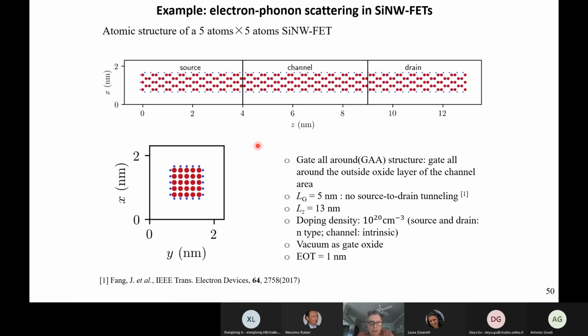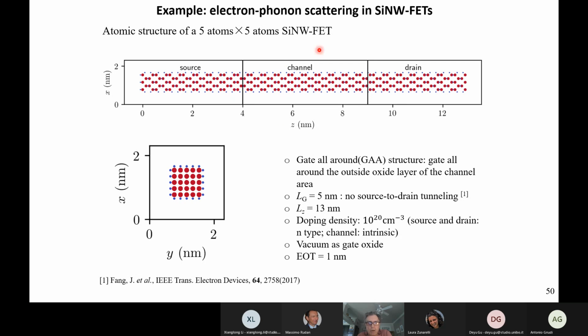Acoustic phonons in elastic equipartition high temperature approximation, optical phonons with a single deformation potential and flat dispersion, or dispersionless optical phonons, so single frequency. And we consider a device which is 5 atoms by 5 atoms, so essentially sort of 2.5 cells by 2.5 cells in cross section. The total length of the device is about 12 to 13 nanometers, and the channel is about 5 nanometers long, the gate length.